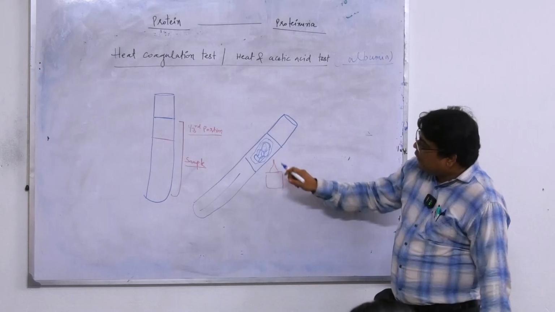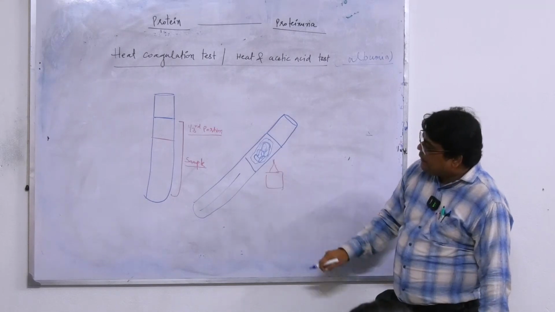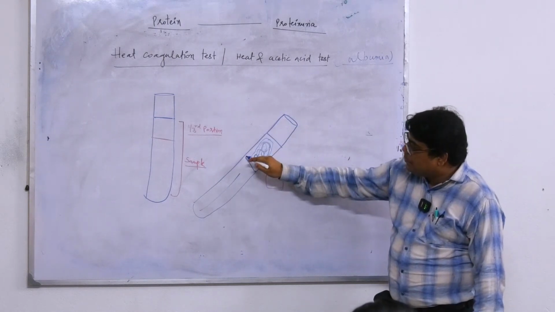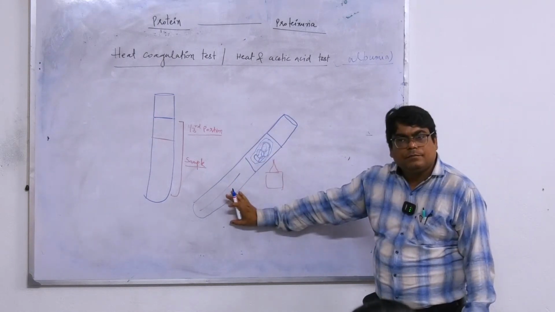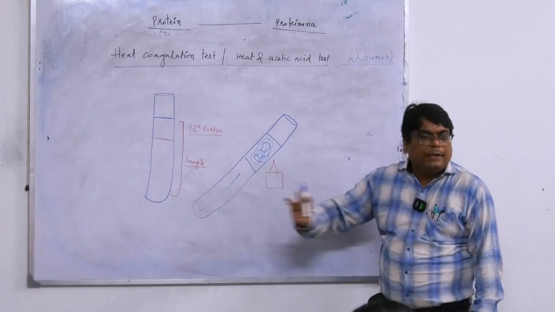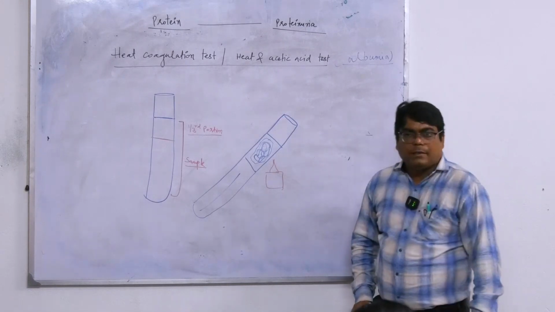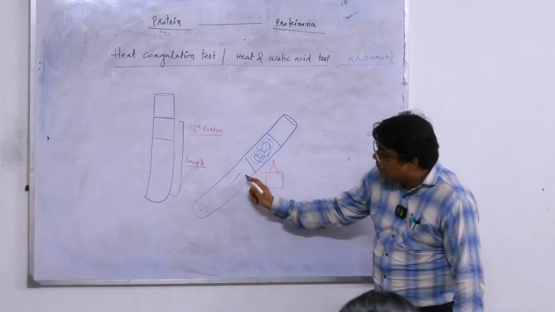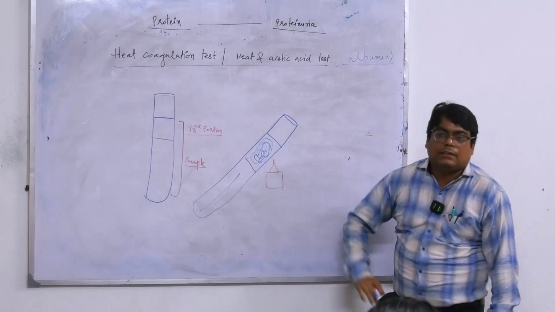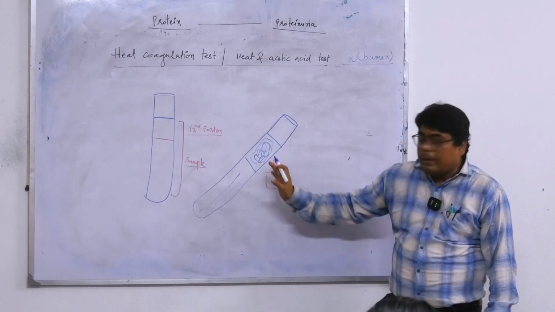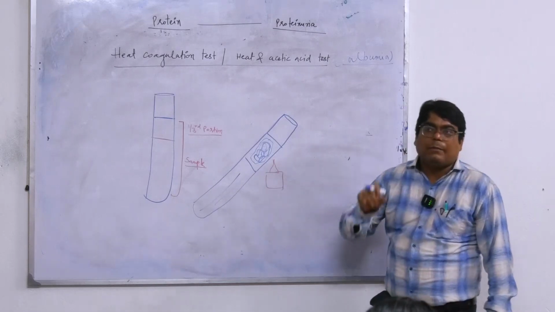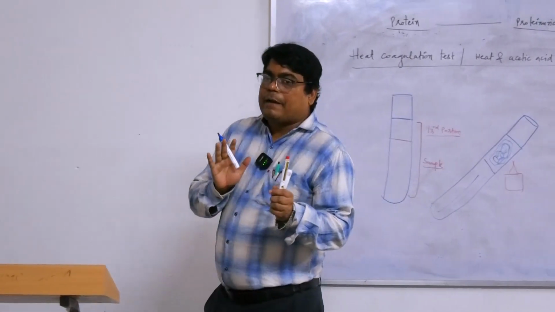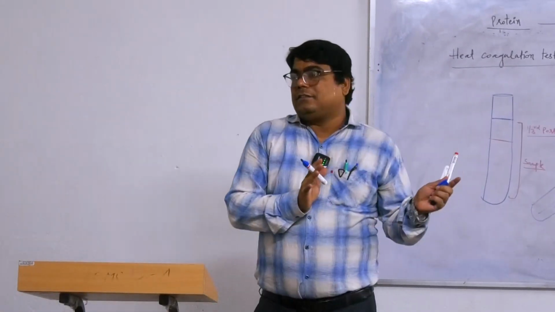So if coagulum is present here, how will you compare this? The 1/3 portion of this test tube contains the same sample. How much sample do we take? We take 2/3 portion of the test tube as a sample. And how much do we heat? 1/3 portion only. Then the rest of the sample acts as a control for this upper portion. Lower portion being a control. What is the meaning of control? When you compare the test with normal things.